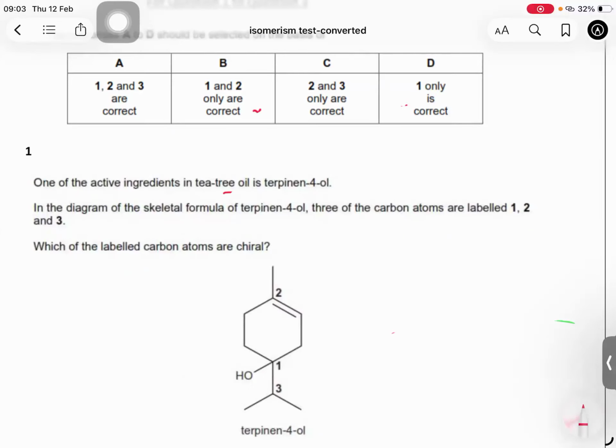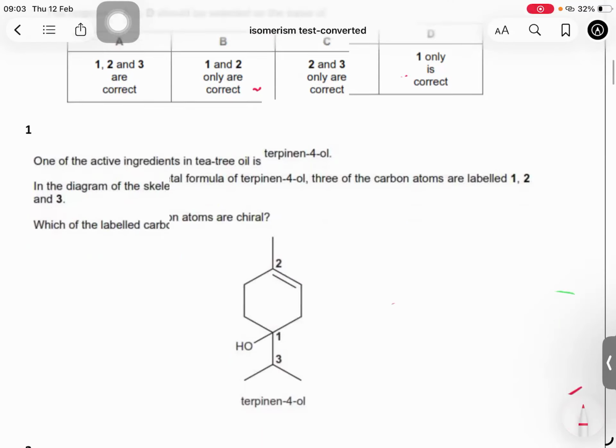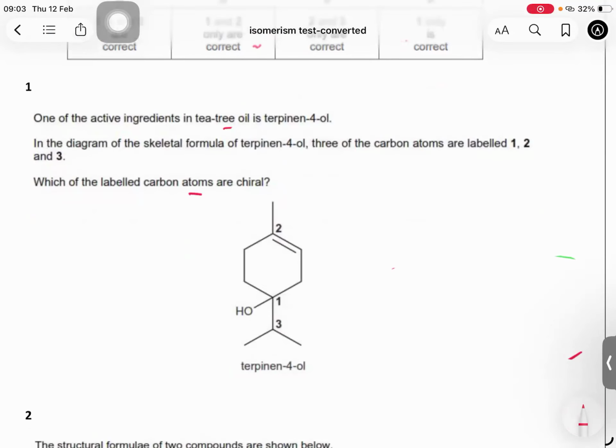So in this case, you just have to follow this table and assign the value A, B, C, D, based on this. Anyways, which labeled carbons are the chiral atoms? In this question, he's giving you a lot of explanation. The diagram, skeletal formula is terpentin 4-ol. आपको इसका isomers chiral carbon बताने हैं.